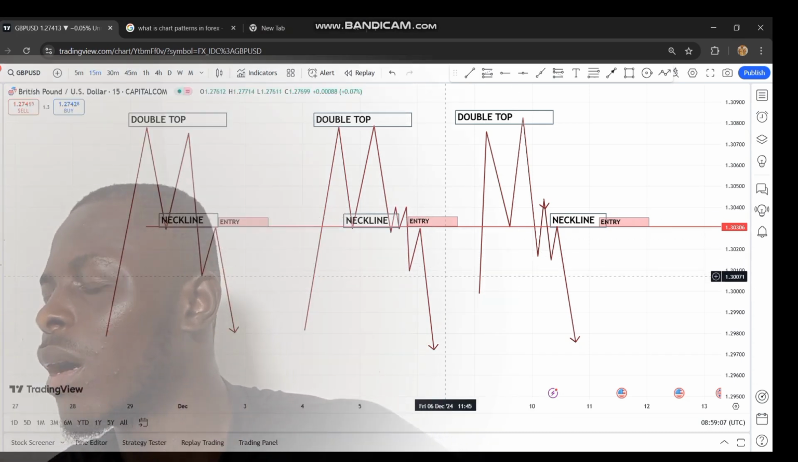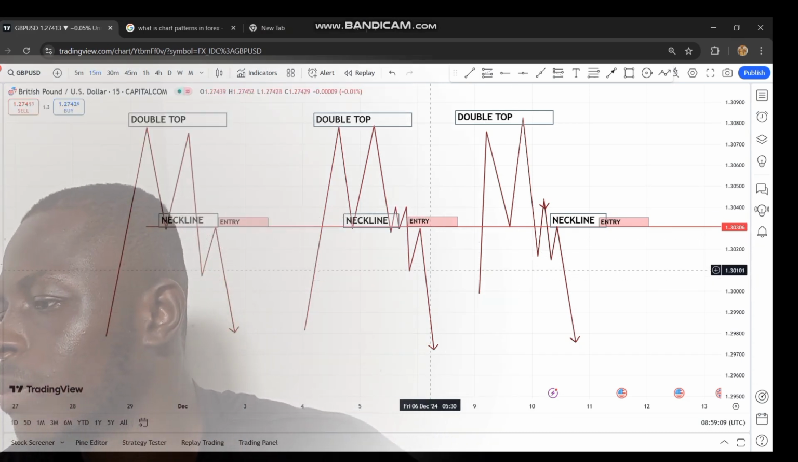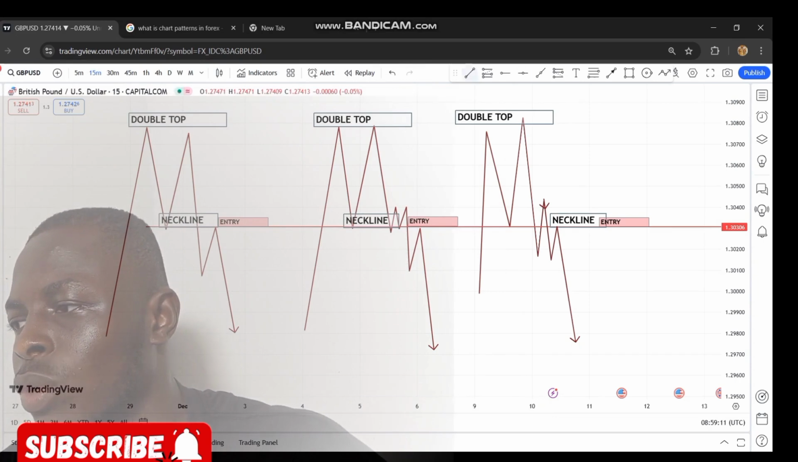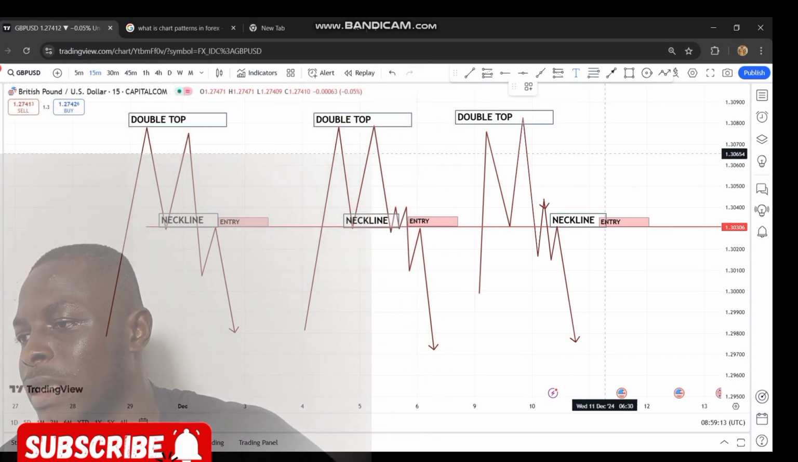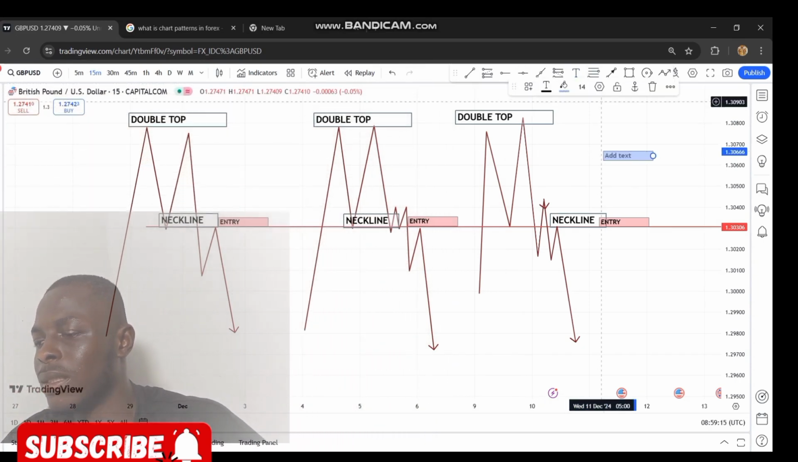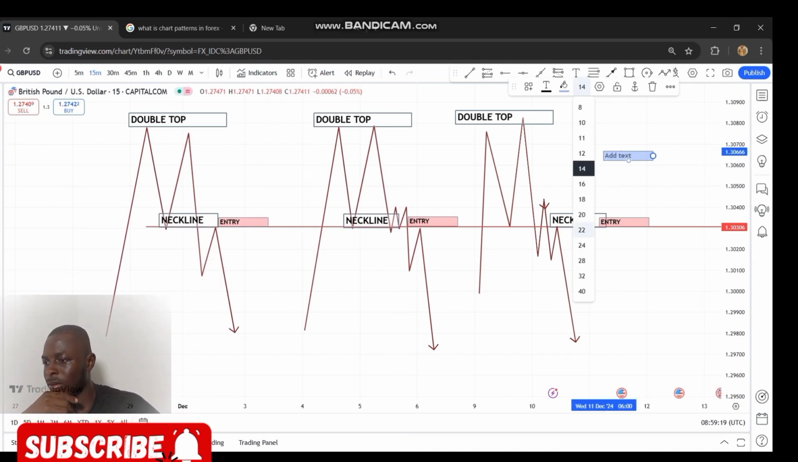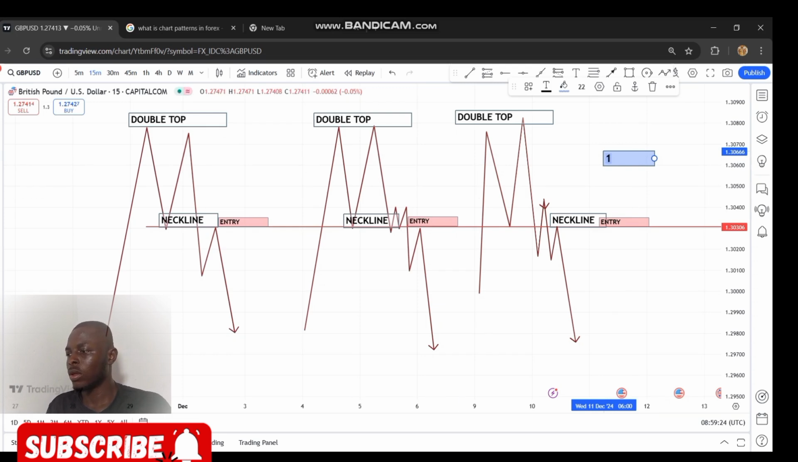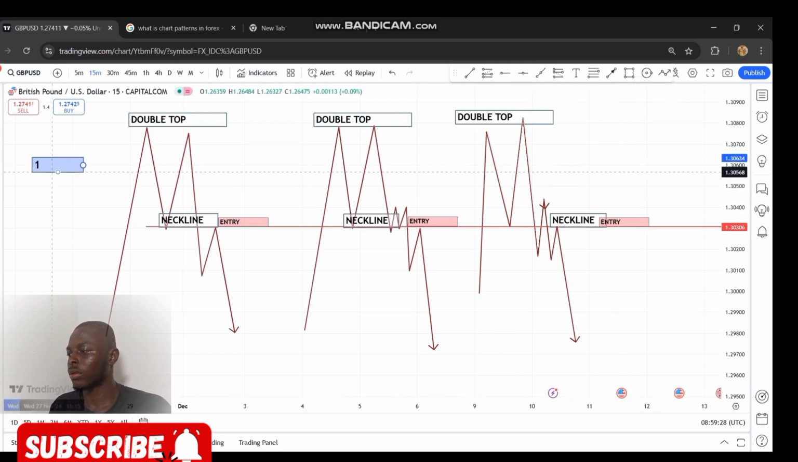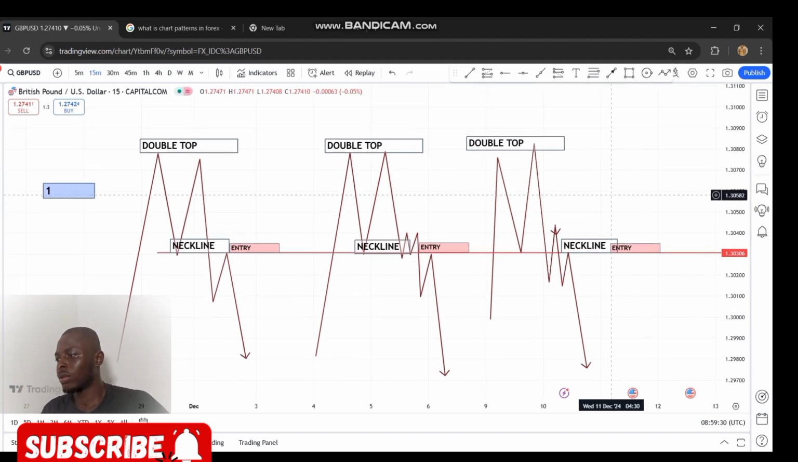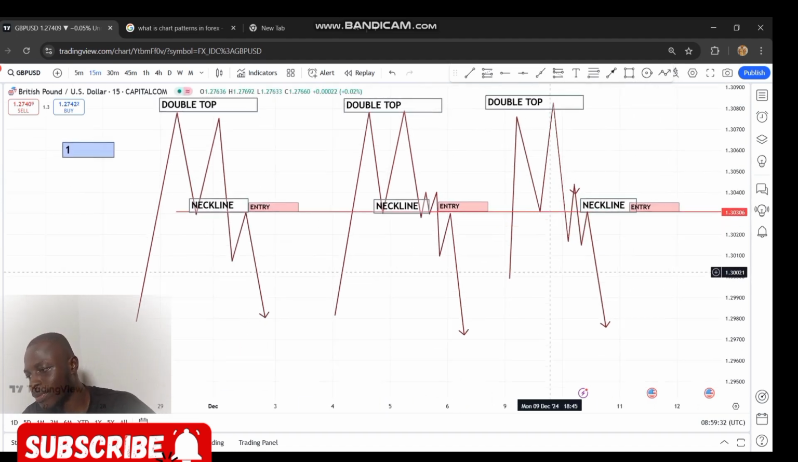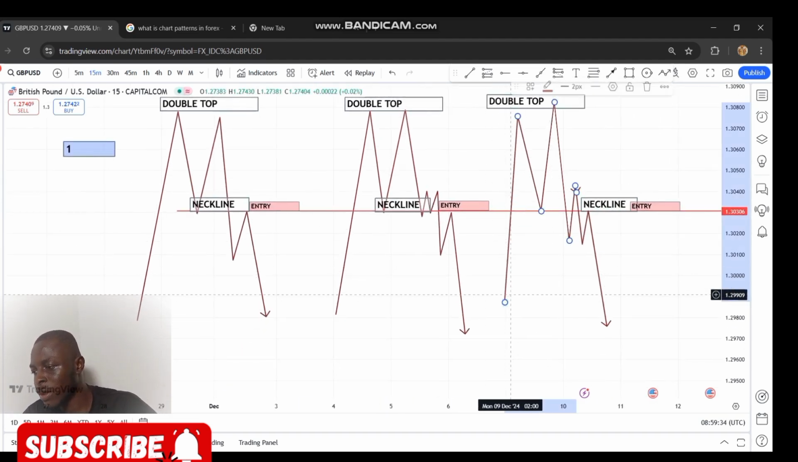Now let's talk about the chart patterns. This is number one on the list, right? So this is the double top. This is one of the chart patterns.